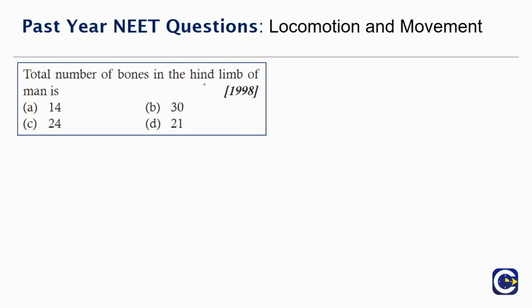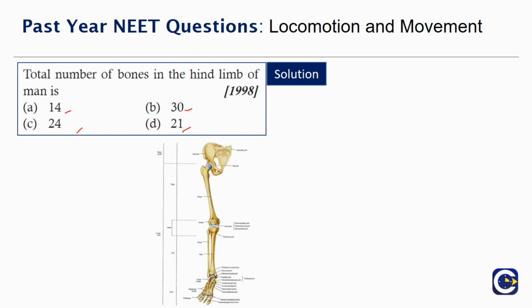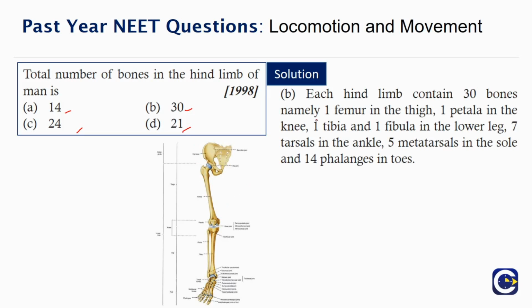The number of bones in hind limbs of man is 14, 30, 24 and 21. So let's look at the picture. So we have the hind limb. So the hind limb involves nearly 1, 2, 3. So when we keep on counting, there are nearly 30 bones in the hind limb of man. So let's look at how the number goes. So each hind limb contains 30 bones.